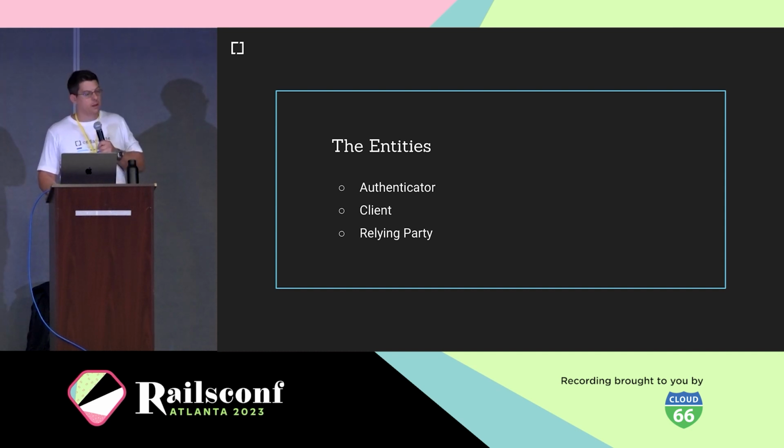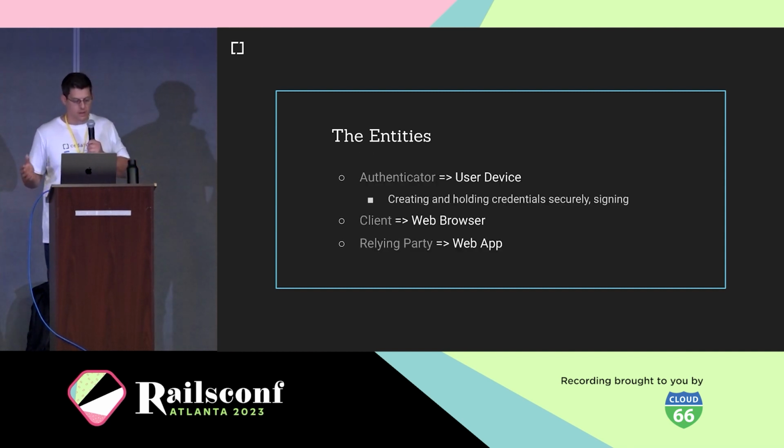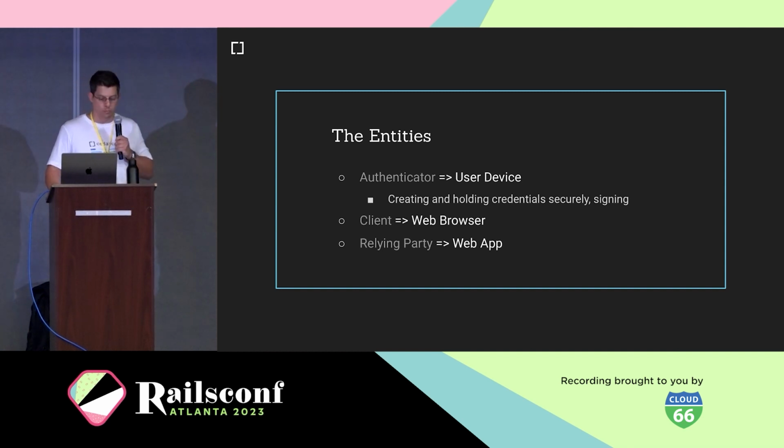The entities are 3: the authenticator, the client, and the relying party. To simplify these names for you, the authenticator is the hardware device, the user device, the security key, the phone, wherever, that actually stores the credentials and does the signing. The client is the web browser, and the relying party is our Ruby web server.